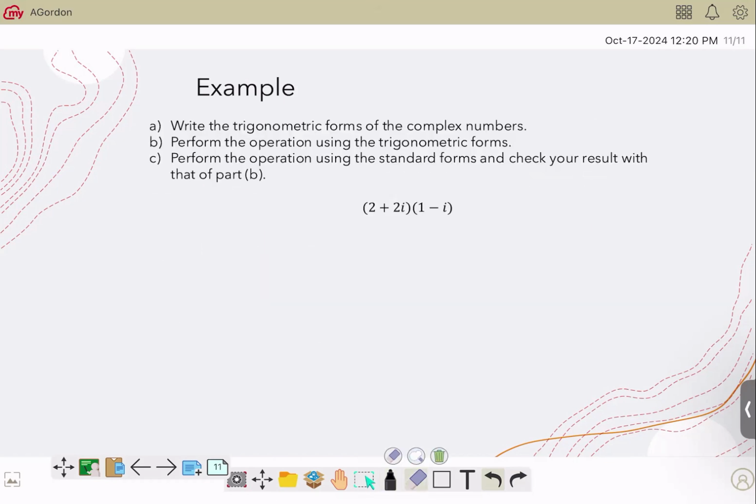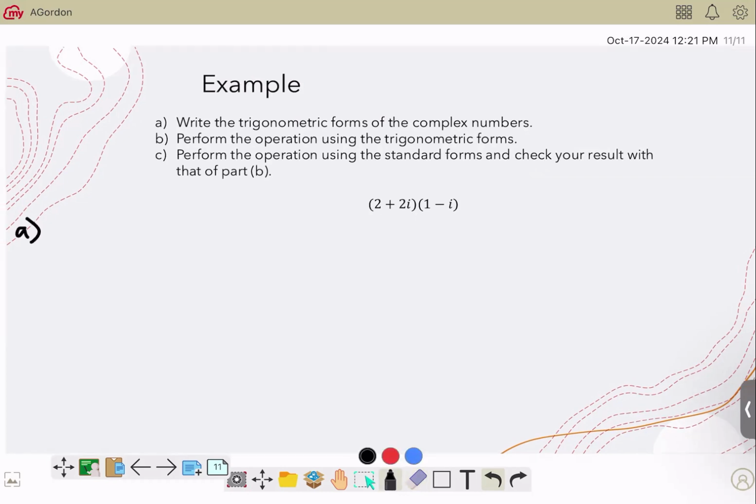All right, one more example. In this one, we've got a product of two complex numbers, and so we are going to rewrite both of them in their trigonometric forms and then multiply them that way, and then multiply them in standard form and make sure we get the same answer both ways.